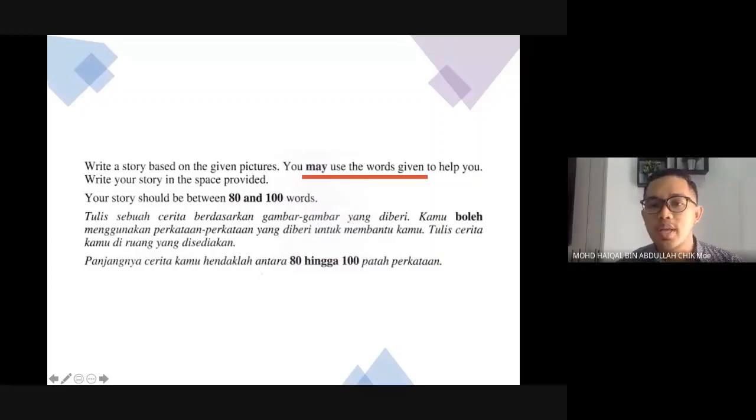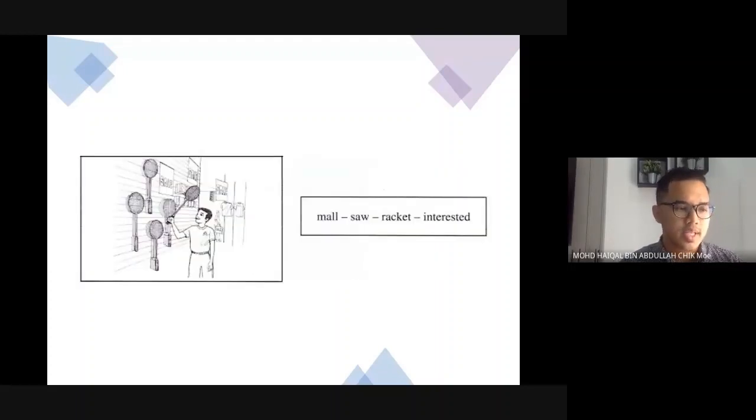Kamu boleh menggunakan. Nak guna boleh. If you don't want to use, also can. It's not a big deal here. Let's take a look at this example. This is from a past question. The words given are mall, saw, record, and interested.